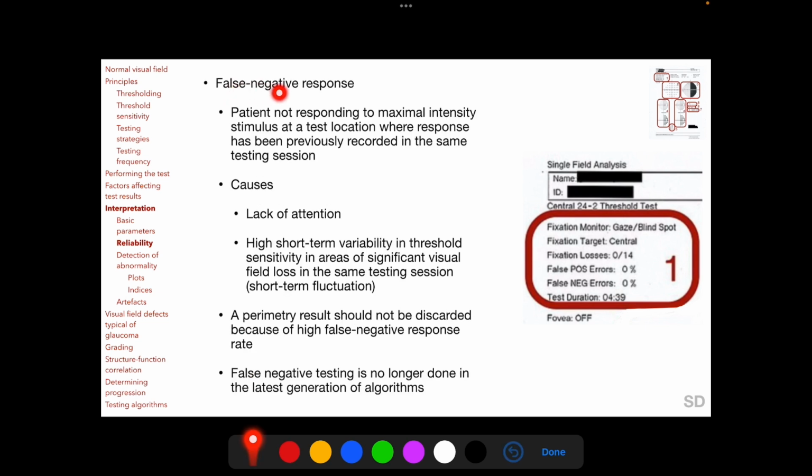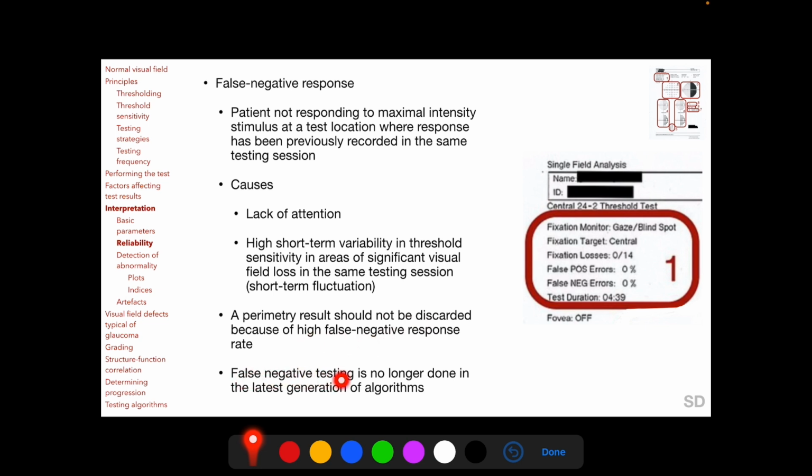And a false negative response is said to occur when the patient does not respond to maximal intensity stimulus at a testing location where he or she has previously responded in the same testing session. Causes of false negative response can be lack of attention as well as high short-term variability in threshold sensitivity, particularly in areas of significant visual field loss within the same testing session, which is also known as short-term fluctuation. Because of this factor, a perimetry result should not be discarded because of high false negative response rate.